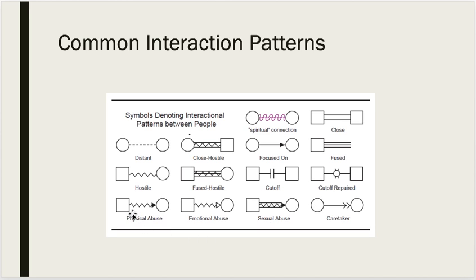A jagged line going from one individual with an arrow tip to another individual indicates physical abuse. The person on the left, as indicated by the arrow, is the aggressor. The person on the right would be the recipient. The same goes for emotional abuse. It's the same symbol, just an open arrow. Sexual abuse is the double line with a closed arrow and a jagged line in the middle. And a caretaker, which would be the person on the left caretaking for the person on the right, would be a relationship line with two arrowheads.